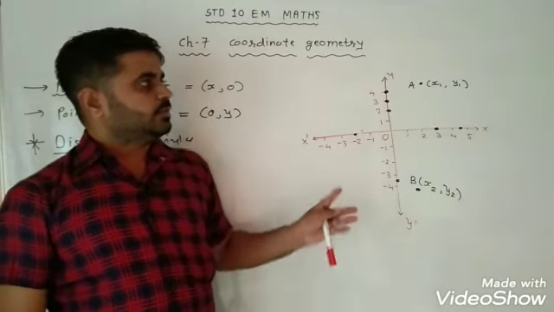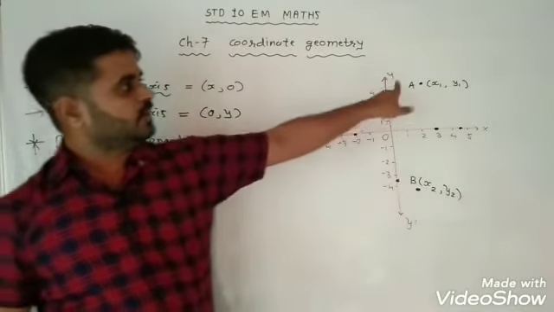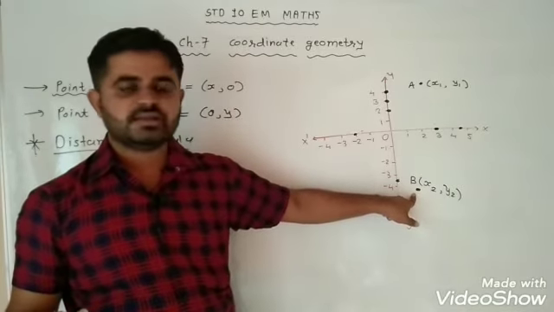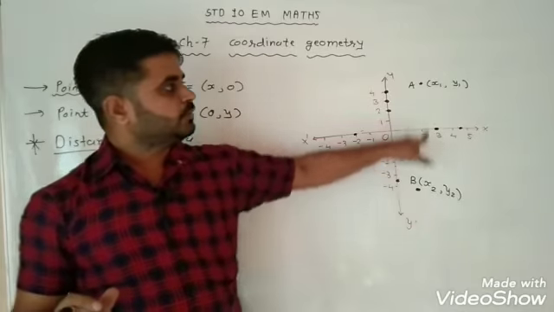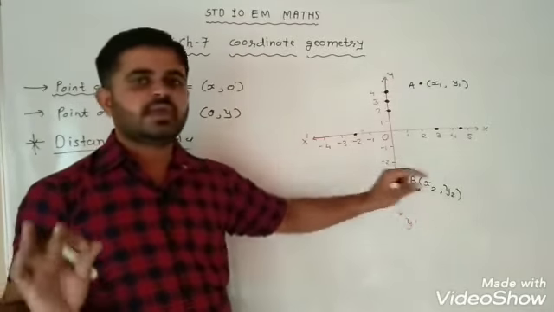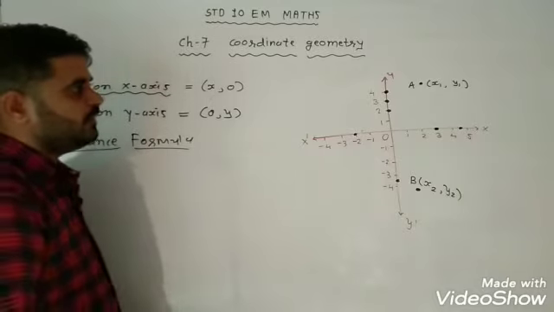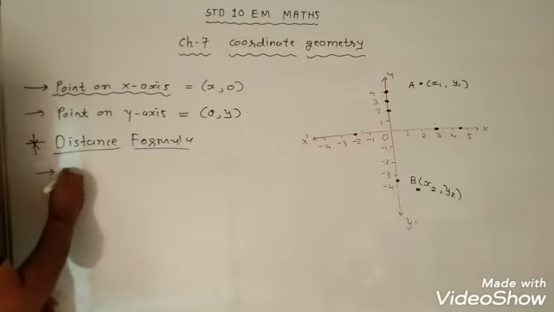Clear? So what is the distance between these 2 points A and B? We have to find the direct distance between these 2 points. So to find this distance we have to use the distance formula. Okay, so how can we write the distance formula? I write the description.